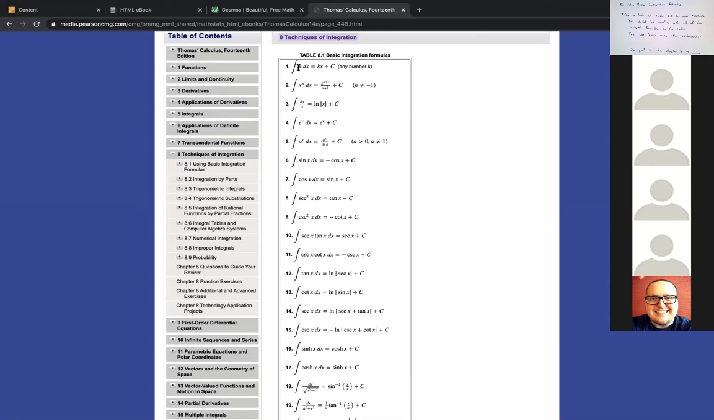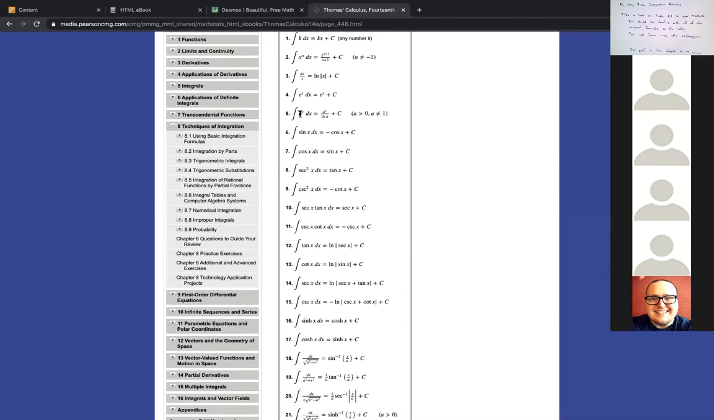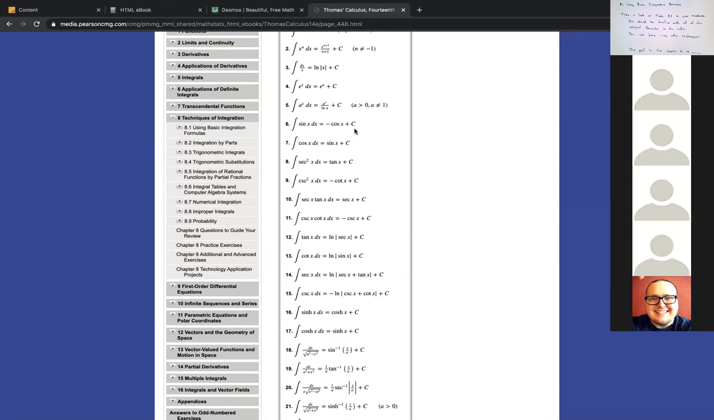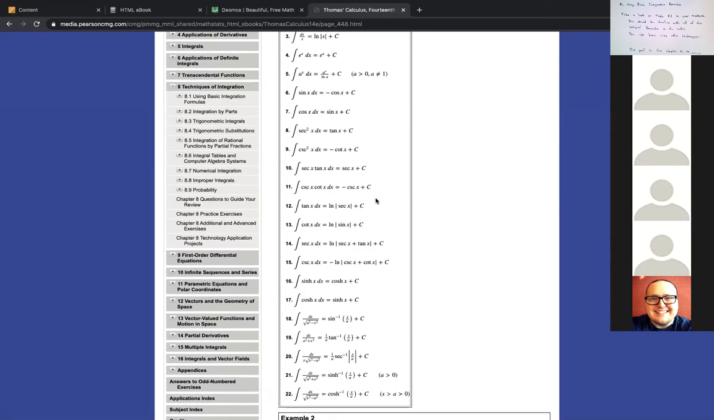So you'll see up top how to integrate a constant, and then the power rule. And then starting here, we start to see some rules that we learned in the last chapter. So for the natural logarithm, for the exponential function, for exponential functions with different bases. Then you have lots of trig integrals. These you should have learned. Numbers 6 through 11 are integrals that you learned in Calculus 1.